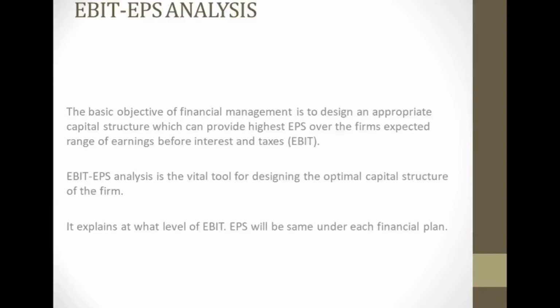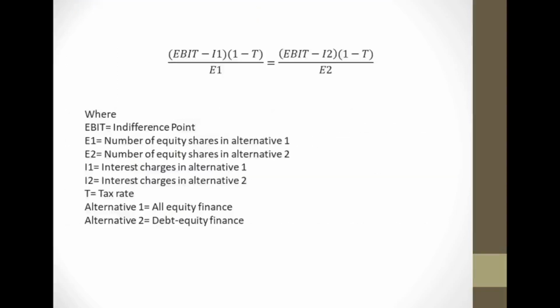Okay, let us try and understand what EBIT and EPS analysis is, but firstly let me go ahead with the optimal capital structure theory. Okay, now this is the formula which is used basically in case of optimal capital structure theory. In this formula, basically what we are going to do is take two scenarios. In one scenario there is going to be all equity finance for a company, and in the second alternative there is going to be debt equity finance.